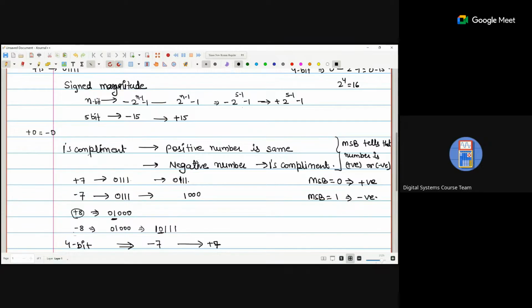But in the case of sign magnitude, if the number is plus 0, I can write it as 0 0 0 0 in 4 bits, with the MSB defining that this number is positive. Whereas minus 0 is defined as 4 bits of 0 and the MSB should be 1 to define that this number is negative. So in sign magnitude, the binary number of plus 0 and minus 0 is different. That is a problem.